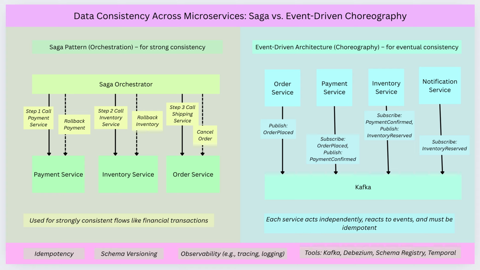For operations that require strong consistency, like financial transactions, inventory deduction, or order confirmations, we use something called the saga pattern with a central orchestrator. Here's how it works. A service initiates the request, and the saga orchestrator coordinates this sequence of steps.